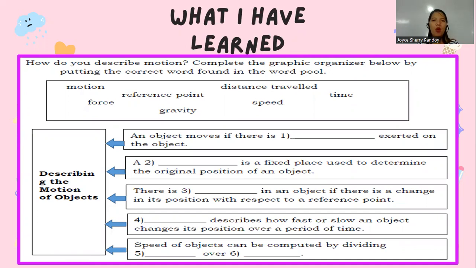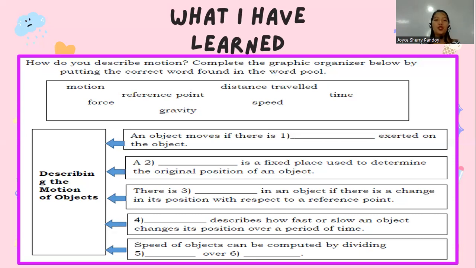Okay, so number 1. Let's answer number 1 as your example. An object moves if there is blank exerted on the object. What do you think is the answer for that? Yes, the correct answer is force. An object moves if there is force exerted on it or on the object.